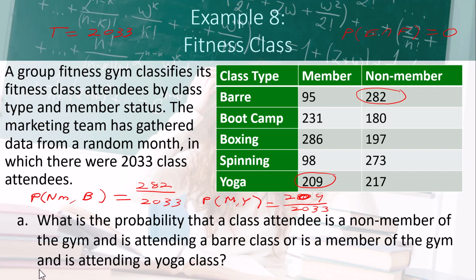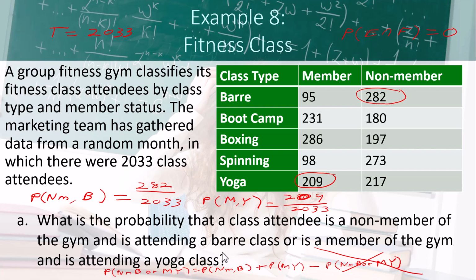Normally, we would have that the probability of a non-member taking the bar class, or a member taking a yoga class, would be equal to the probability of the non-member taking the bar class plus the probability of the member taking the yoga class minus the probability of its intersection. But remember, in this particular case, the intersection happens to be equal to 0. So this is going to be nothing more than the sum of these two values.